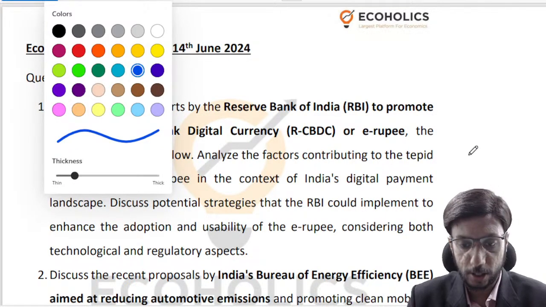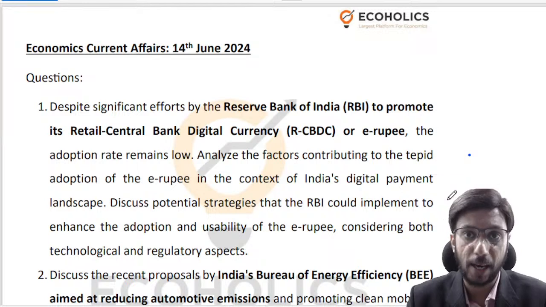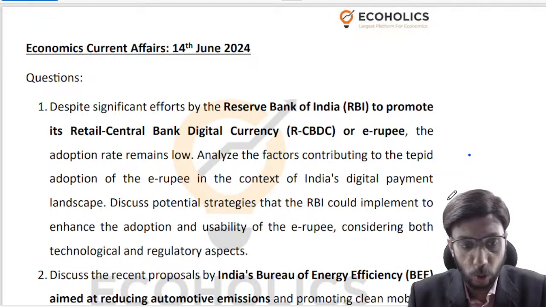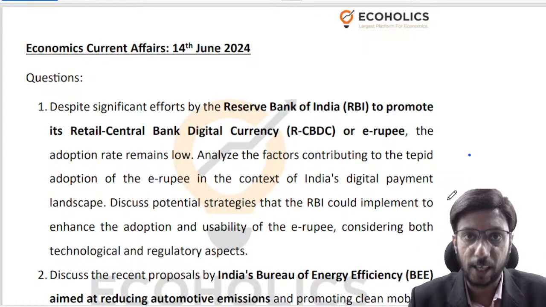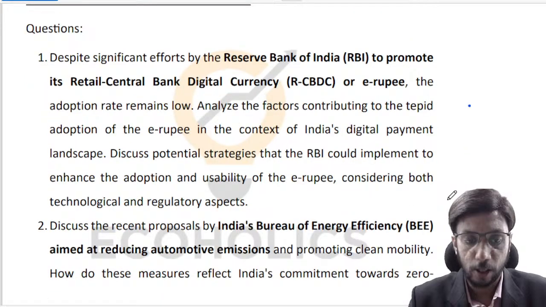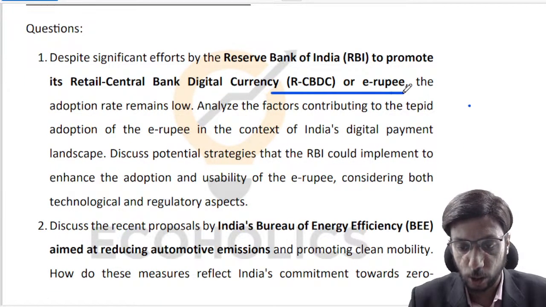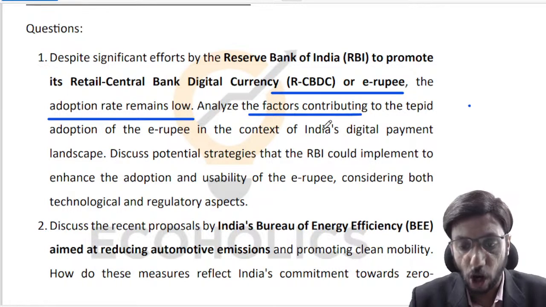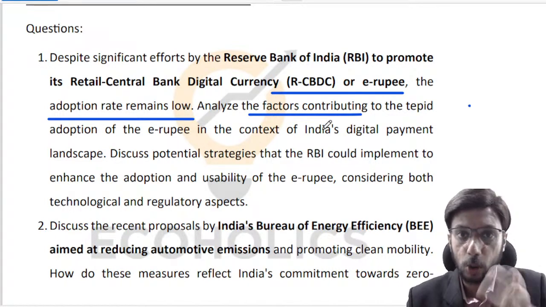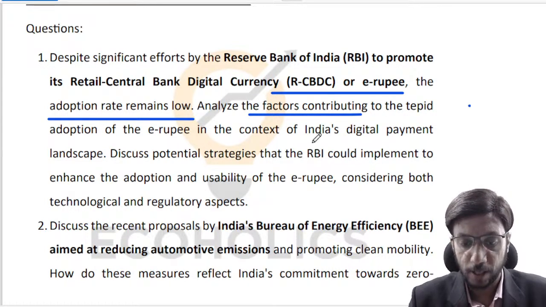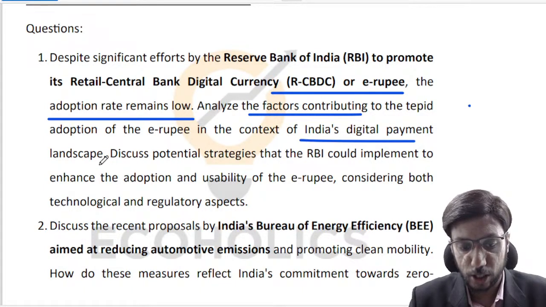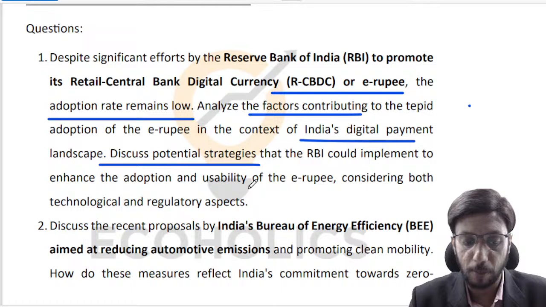The first question is around CBDC, or central bank digital currency. Despite significant efforts by the Reserve Bank of India to promote CBDC or e-rupee, the adoption rate remains low. Analyze the factors contributing to the lukewarm adoption of e-rupee in the context of India's digital payment landscape. Discuss potential strategies that RBI could implement to enhance the adoption and usability of the e-rupee, considering both technological and regulatory aspects.